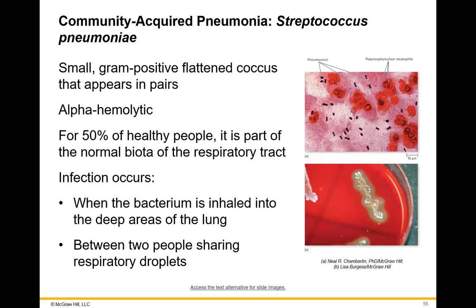So community-acquired pneumonia is usually caused by our good old friend, the pneumococcus, Streptococcus pneumoniae. That's where its namesake is from. So it's gram-positive. About 50% of people just carry this around in their normal respiratory tract, but if it gets out of control in the lungs is where we have presentation of pneumonia, usually secondary to some other infection and the inflammation that is associated with that. So you either inhale it deeper into the lungs where it doesn't belong, or you got it from somebody else.